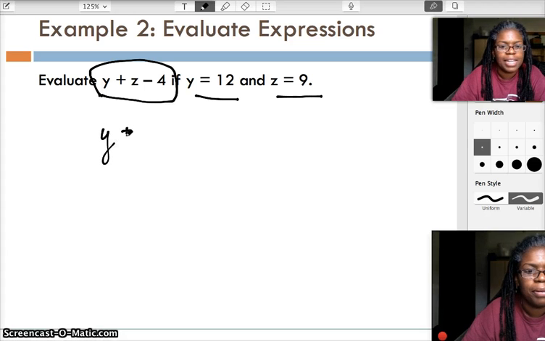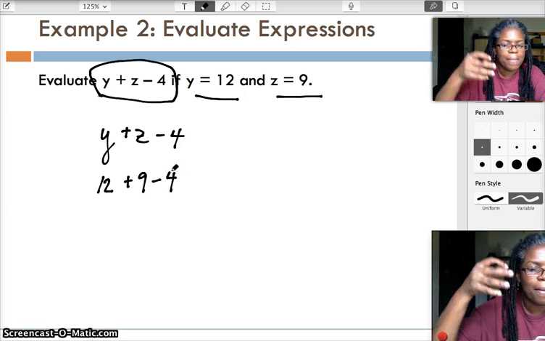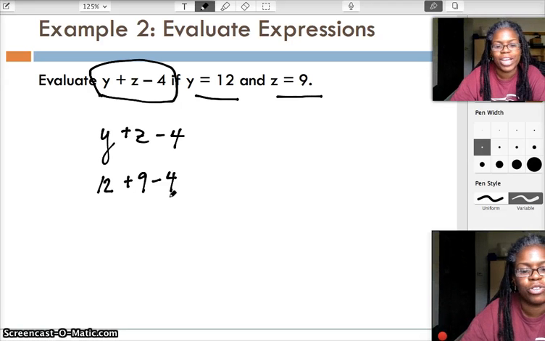So y plus z minus 4 is what I want to figure out. I want to evaluate that. Since y is equal to 12, I'm going to place 12 in here. And since z is equal to 9, I'll put 9 here and subtract 4. Pulling back PEMDAS from last time, addition and subtraction are equivalent. I'm going to move from left to right.